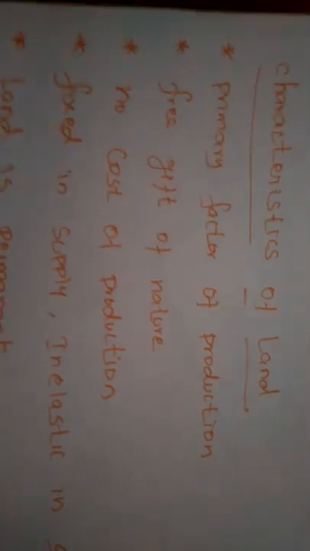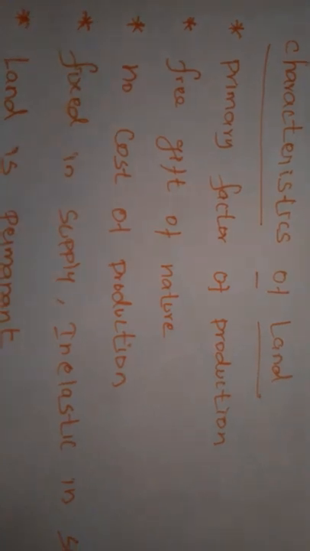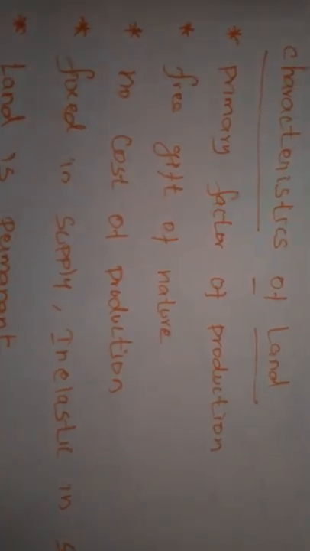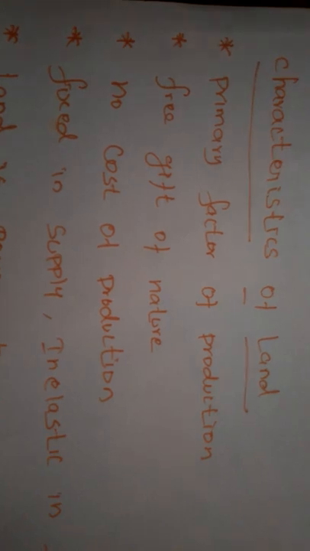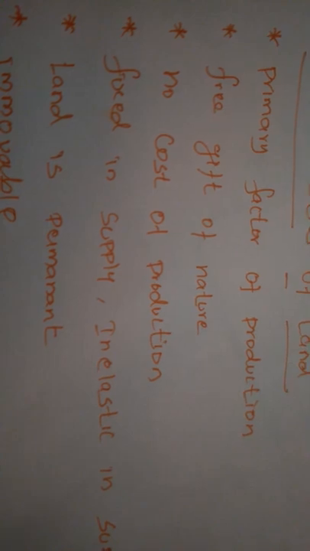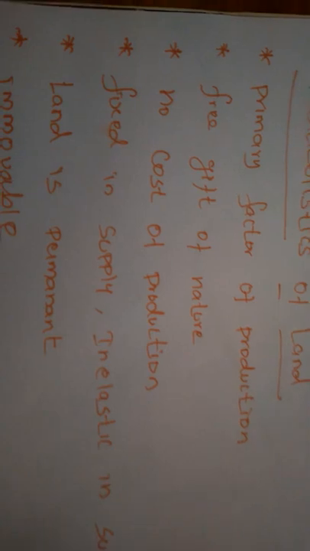Next, it is the free gift of nature. Land is a free gift of nature because we can't produce land for any purpose, but we can use land for producing commodities. And land is a passive factor of production, which means we can't do anything on our own with the land. Next, no cost of production. There is no cost to produce land, since it is the free gift of nature.